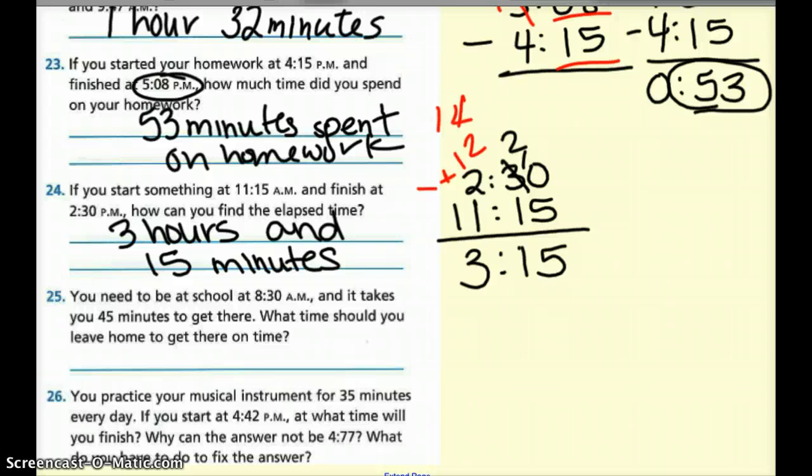Alright, looking at number 25, you need to be at school at 8:30 and it takes you 45 minutes to get there. What time should you leave home to get there on time? So we are going backwards, so we're going from 8:30 to 45 minutes earlier.